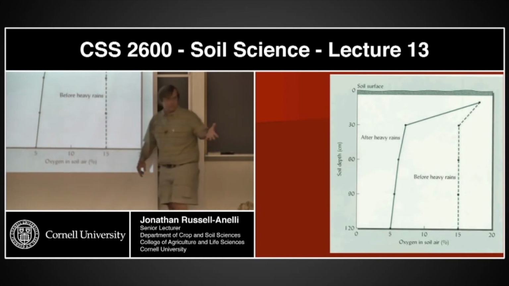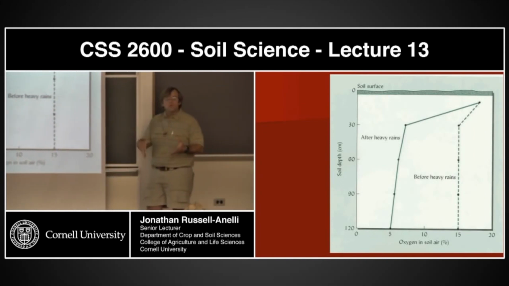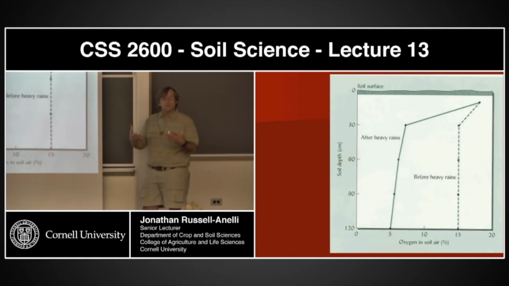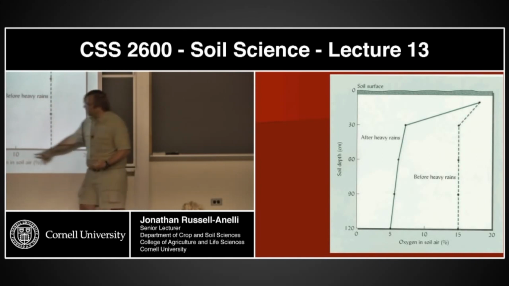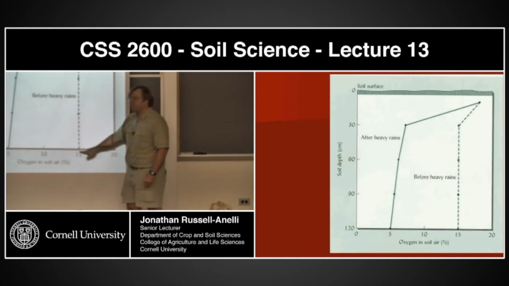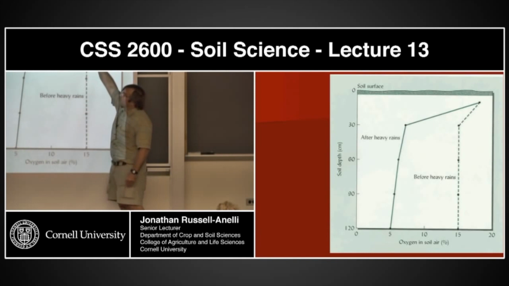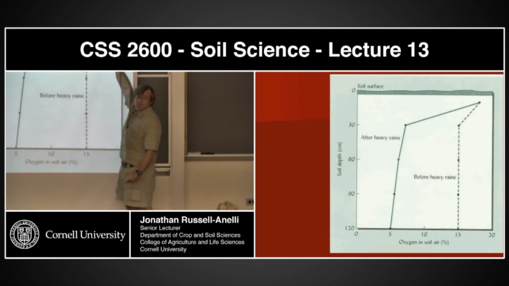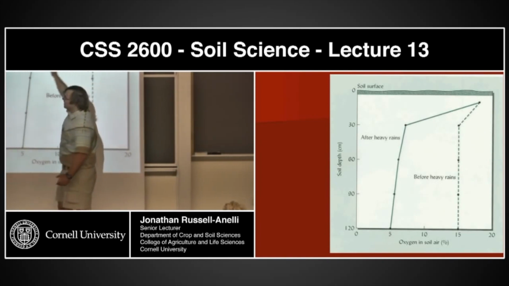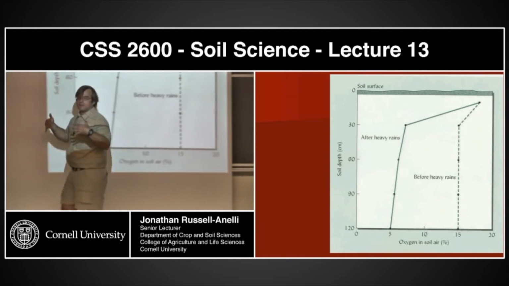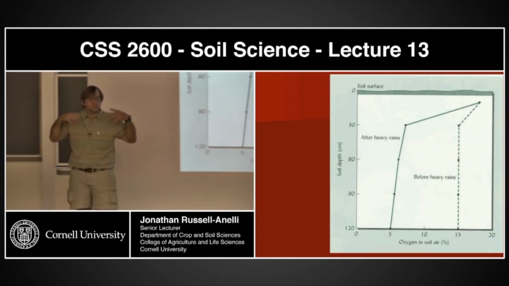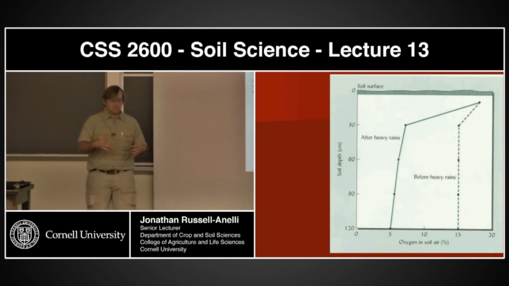Well, this goes back to what your comment was. If water is moving into this system, air is going to be driven out. Forget about the respiration. Just look at the mass flow. Before the heavy rain, oxygen content down to 120 centimeters is about 15%. As you get closer to the surface, it increases dramatically. After that rain event, the oxygen is just basically driven out. And this has nothing to do with respiration. This is just mass flow. Make sense?